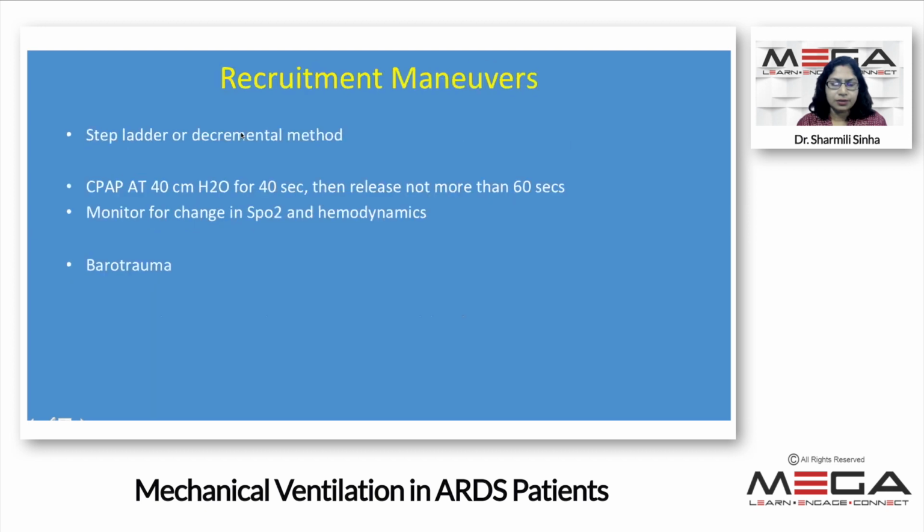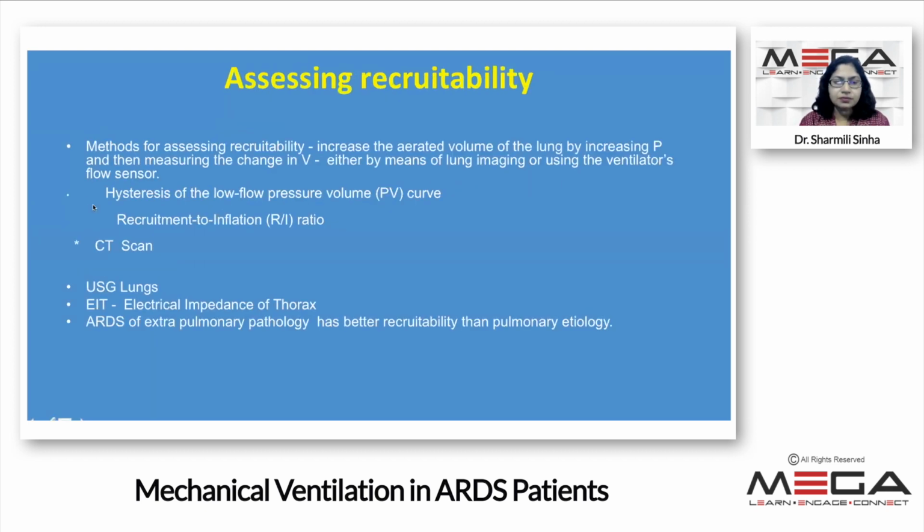However, if you're very much interested, you can look at the hysteresis of the low pressure volume curve, as Dr. Ranajit explained. You have to really have a low flow on the ventilator to see that hysteresis graph. And also recently they have found one RI ratio, that is recruitment to inflation ratio, which can also tell you about the recruitability chances. We'll not discuss this aspect.